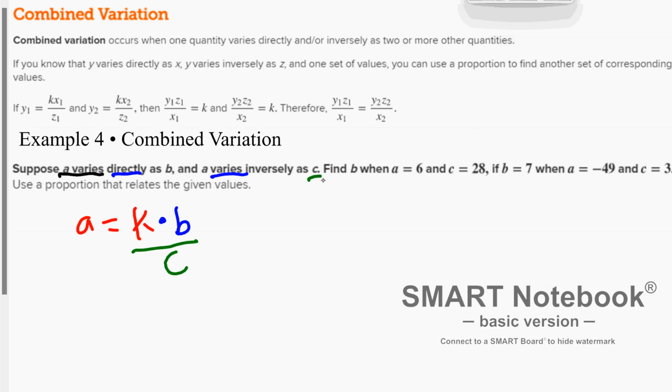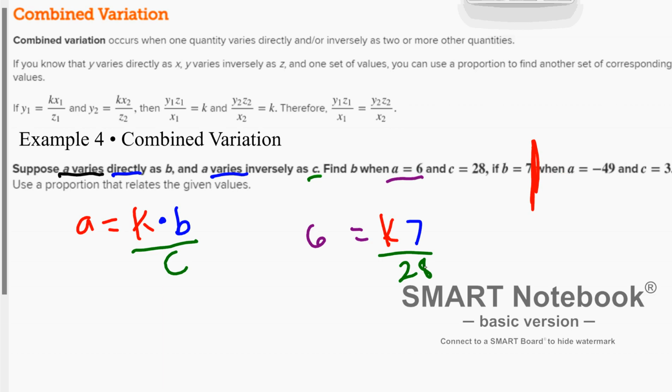Now the next statement, of course, they're going to give you all three of these, A, B, and C, in order to find K. So they give me an A, they give me a B, which is 7, and then they give me a C, 28, and of course they don't give me K. So then I can stop right there. Make sure you stop right there, because now you need to find K.